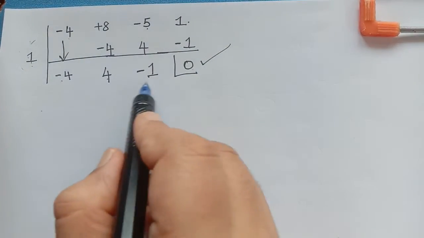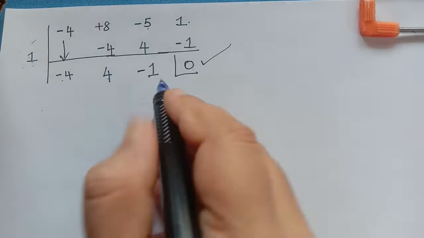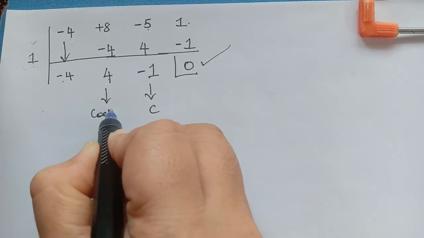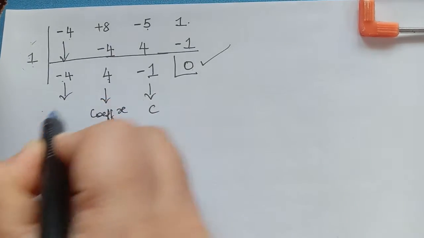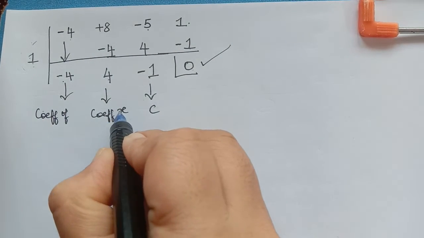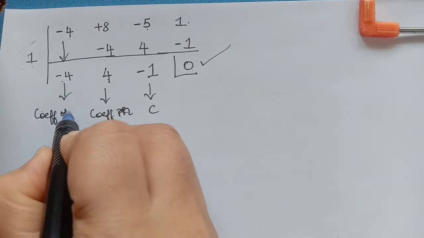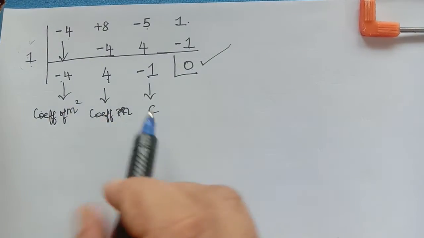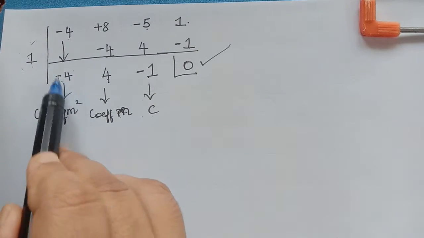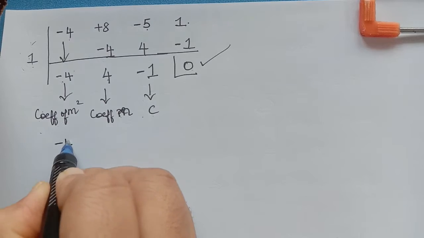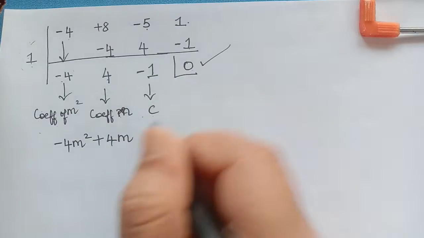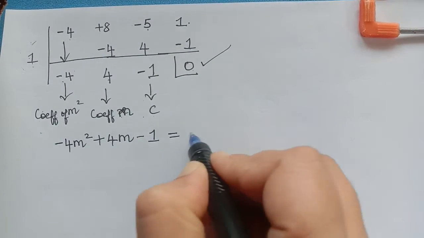Now these terms have to be written in the quadratic equation, where this will be the constant term, this will be the coefficient of x term, and this will be the coefficient of x squared term. But here we are using m, right? So this will be the coefficient of m and this will be the coefficient of m square. So let us put it in the form of a quadratic equation. Now this is the coefficient of m square. So we will have minus 4m square plus 4m and the constant term minus 1 is equal to 0.